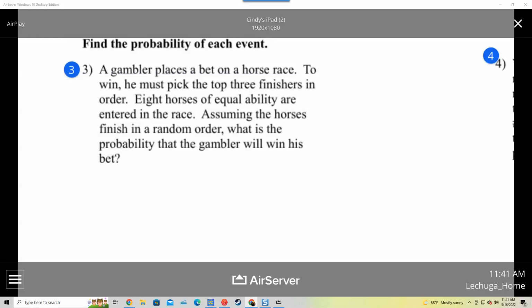A gambler places a bet on a horse. To win, he must pick the top three finishers in order. Eight horses of equal ability are entered into the race. Assuming the horses finish in a random order, what is the probability that the gambler will win his bet?